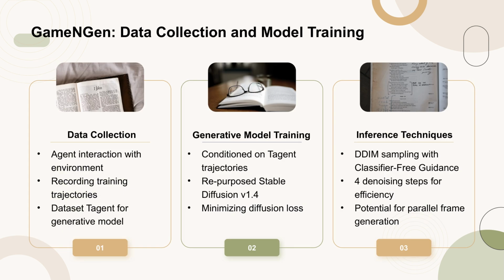GameNGen, a generative diffusion model, collects training data by having an agent interact with the environment. The agent's actions and observations during training form the dataset T_agent, which is used to train the generative model. This model is conditioned on the T_agent trajectories and is based on Stable Diffusion version 1.4, with modifications to minimize the diffusion loss. During inference, the model uses DDIM sampling with classifier-free guidance and employs only 4 denoising steps for efficiency, achieving high-quality results. There is also potential for parallel frame generation to increase image generation rates.